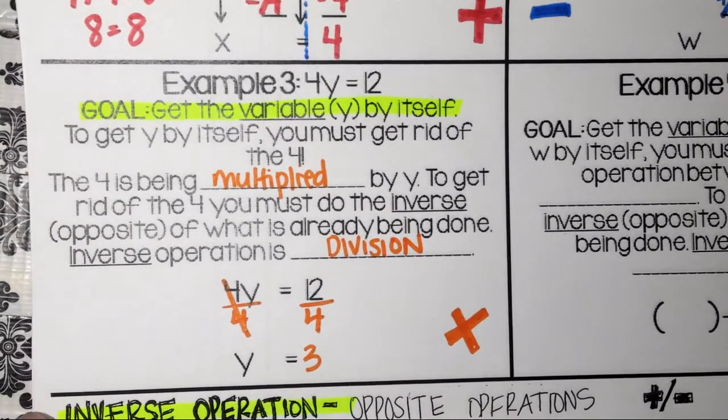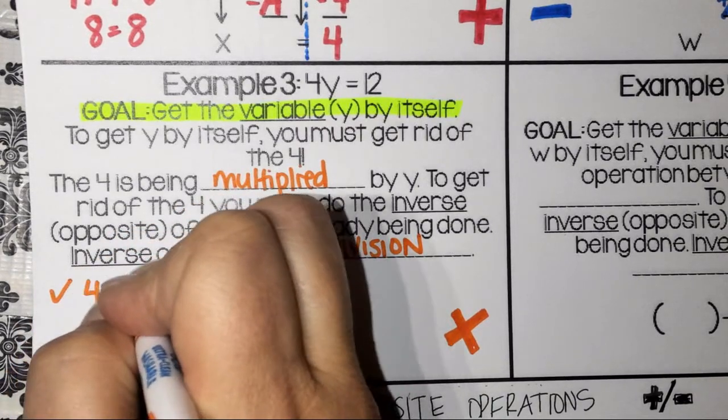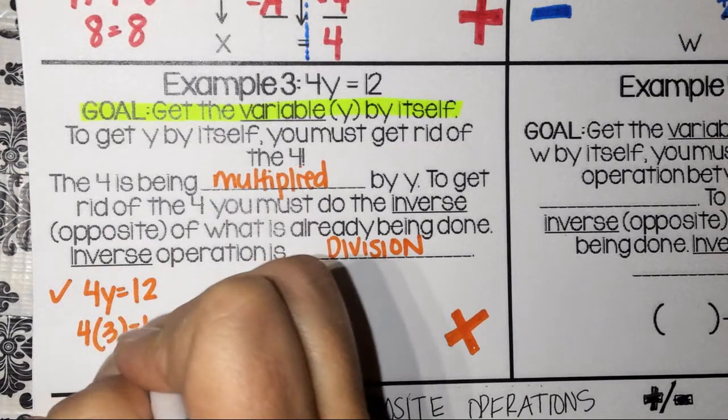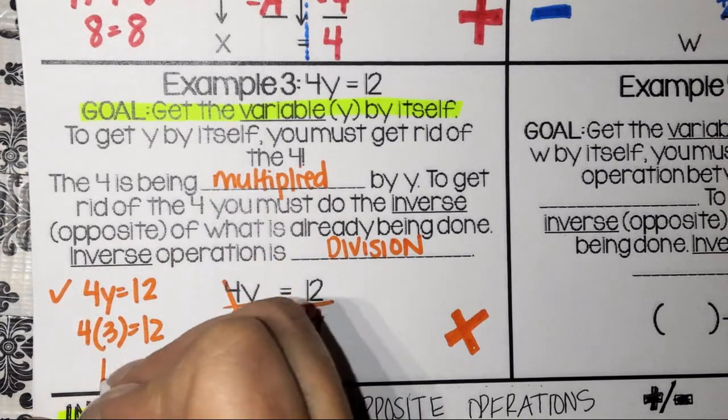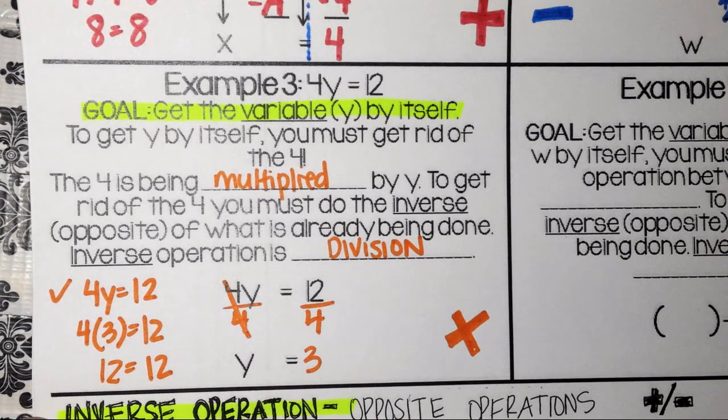So then when I check it, I have 4y equals 12. And that is 4 times 3 equals 12, which would be 12. And that is equal to 12. Why do you have the 3 in parentheses? Because parentheses shows multiplication, remember?